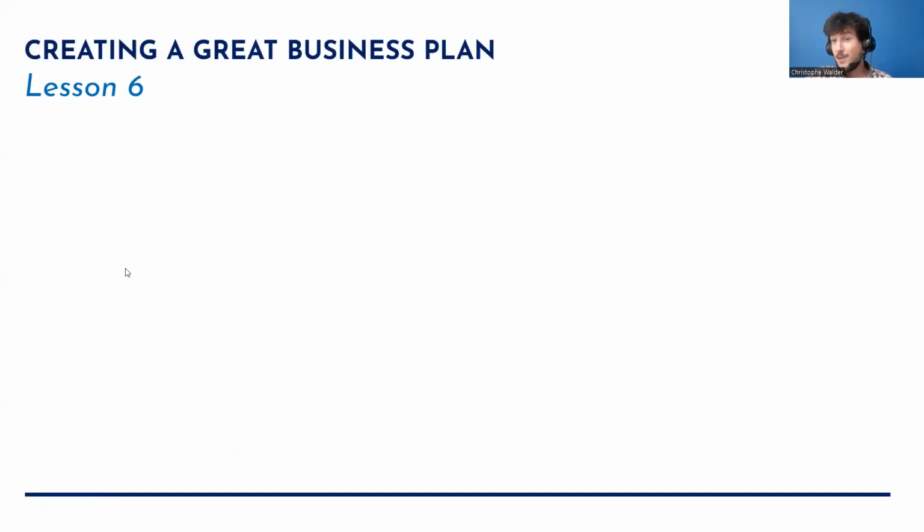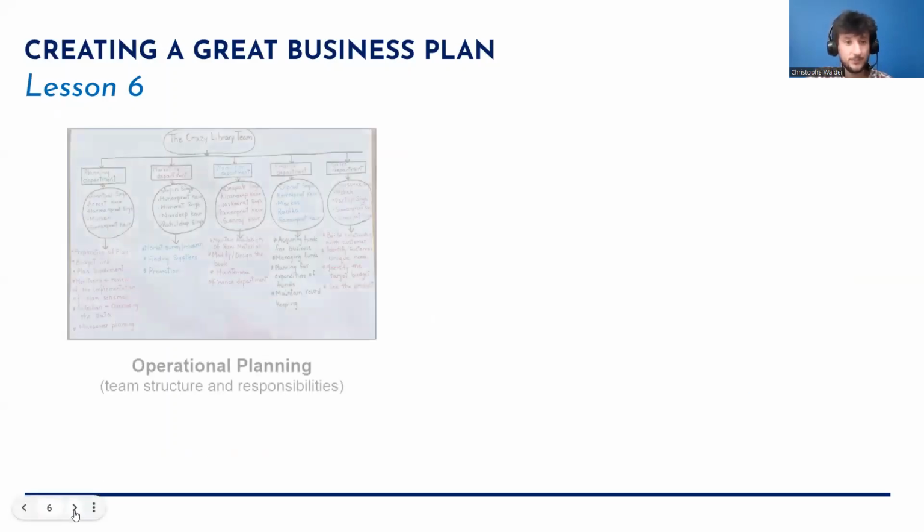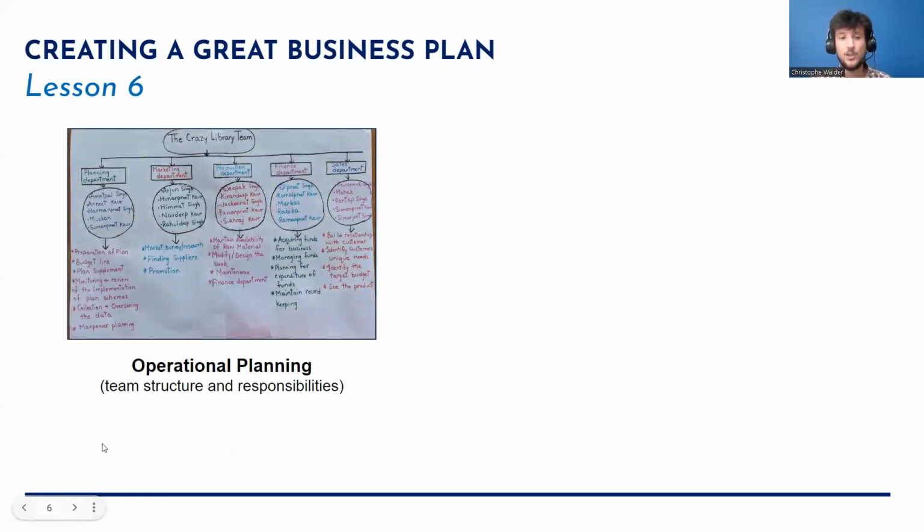So after lesson 5, we have lesson 6, of course. And in that lesson, your students will do what's called operational planning. Put simply, it's coming up with a team structure and agreeing responsibilities. Who's going to do what and when?